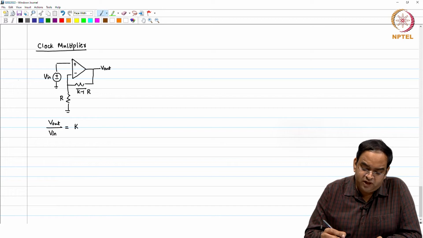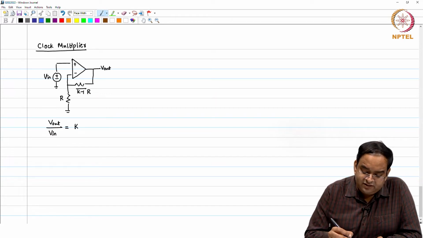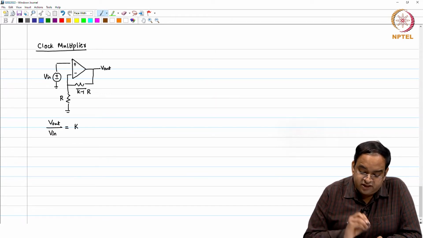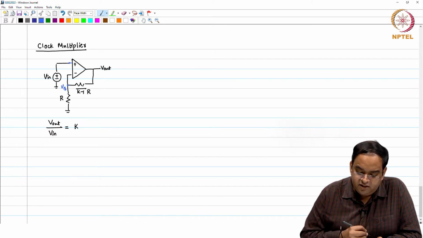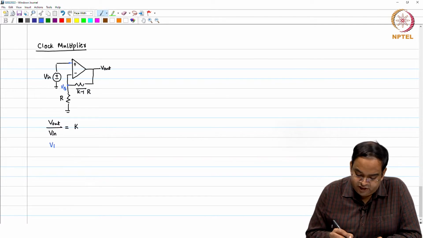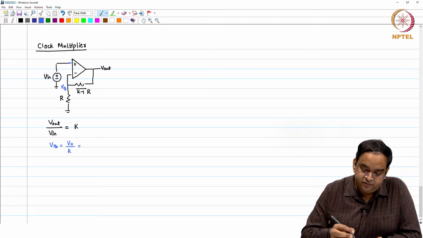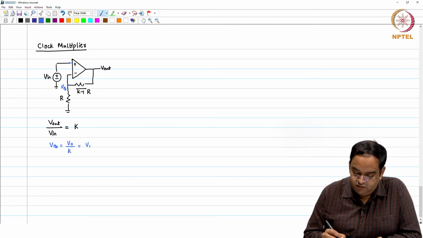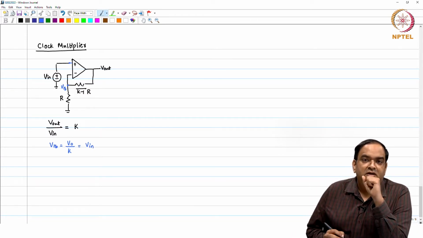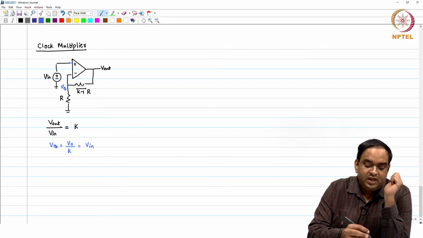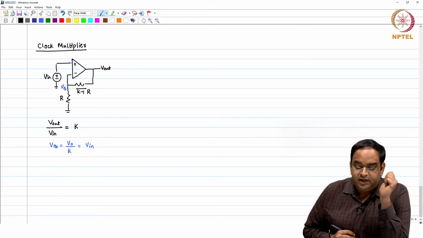A simple way to work this out: if the amplifier is ideal and this circuit is in negative feedback, these two terminals are going to be the same. I call this VFP, and in this case VFP is equal to V out by K. And V out by K, VFP and V in have to be equal because it is in negative feedback. So it is a straightforward way of calculating it.